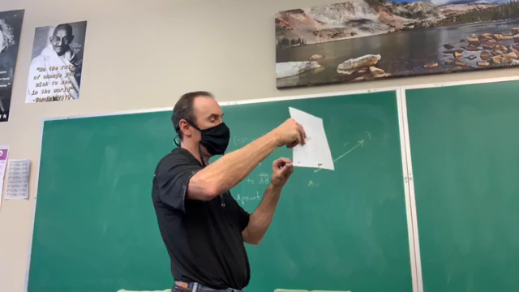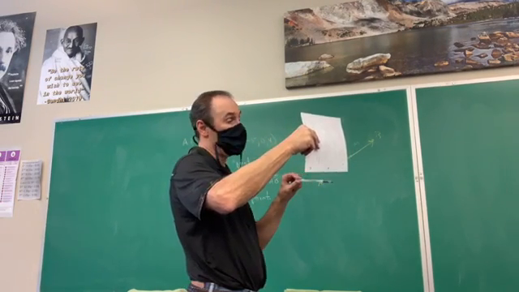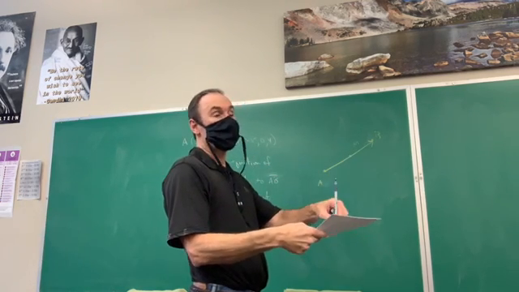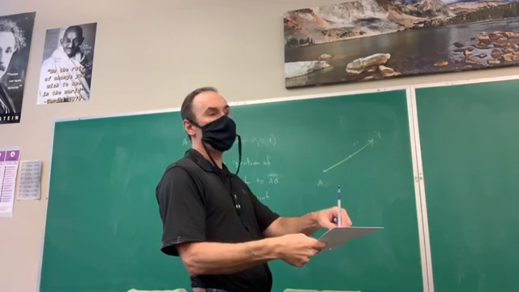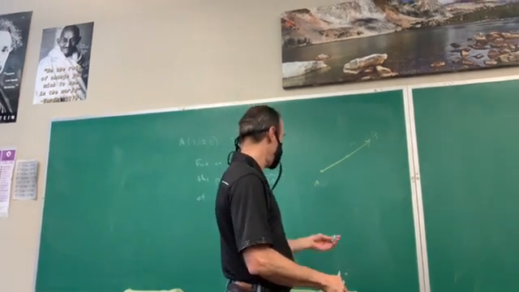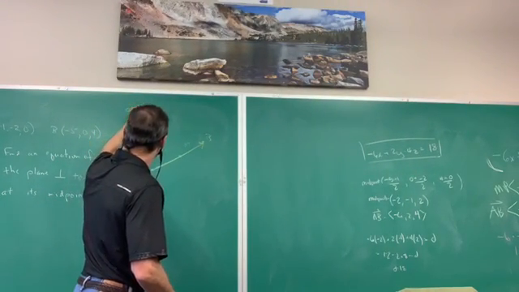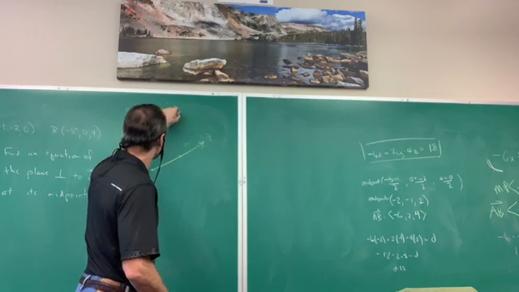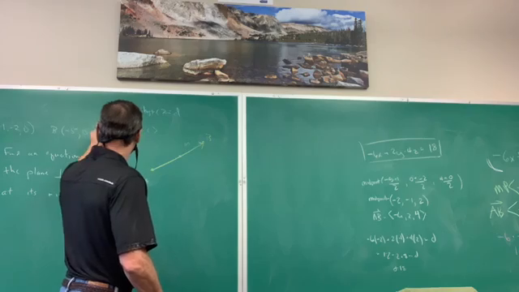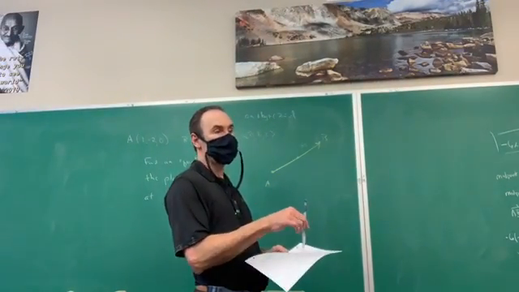Because the plane is perpendicular to the vector, the vector is also perpendicular to the plane. So it's really our normal vector for the plane. So our equation of the plane is ax plus by plus cz equals d, where the a, b, c we call the normal vector to the plane. It's any vector perpendicular to the plane.